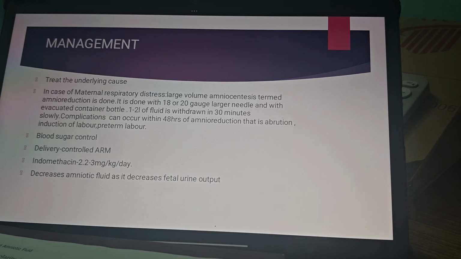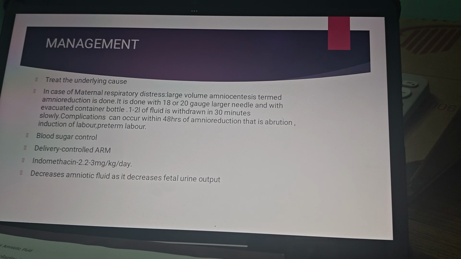If the patient is diabetic, we will try to control her blood sugar levels and bring them down to a normal range. Delivery can also be tried, but for delivery, controlled ARM can be done prior to induction, because if controlled ARM is not done, then the patient can land up in preterm labor or premature rupture of membrane, or even cord prolapse or abruption can occur.